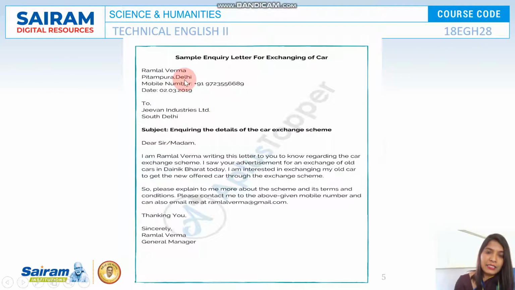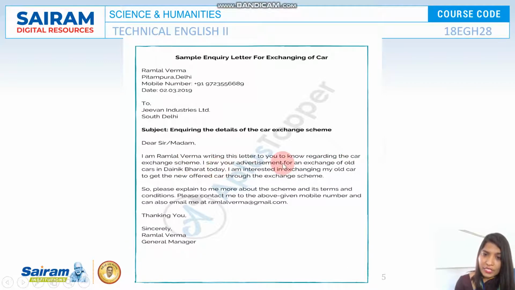And this is the sample for an inquiry letter. The name of the sender and to whom, sender address, and then the receiver address, and then comes the subject and the salutation. I am Ramal Verma writing this letter to you regarding the car exchange scheme.